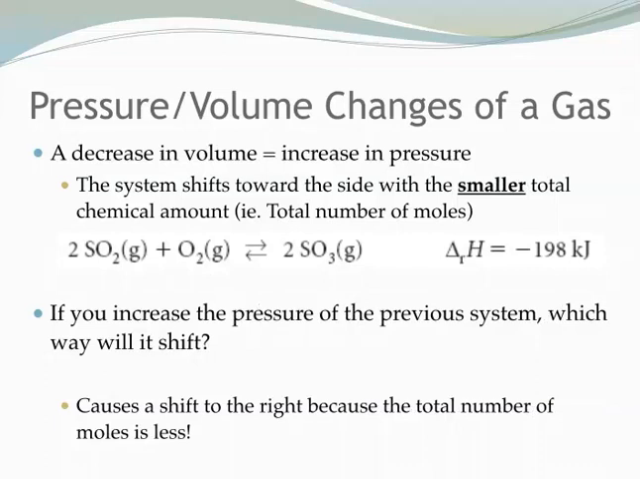If pressure is increased as a result of a volume decrease, then the system will shift towards the side with the smaller total chemical amount. In this example, because the pressure is increased, the side with the fewer moles will be favored, and so equilibrium will shift to the right.